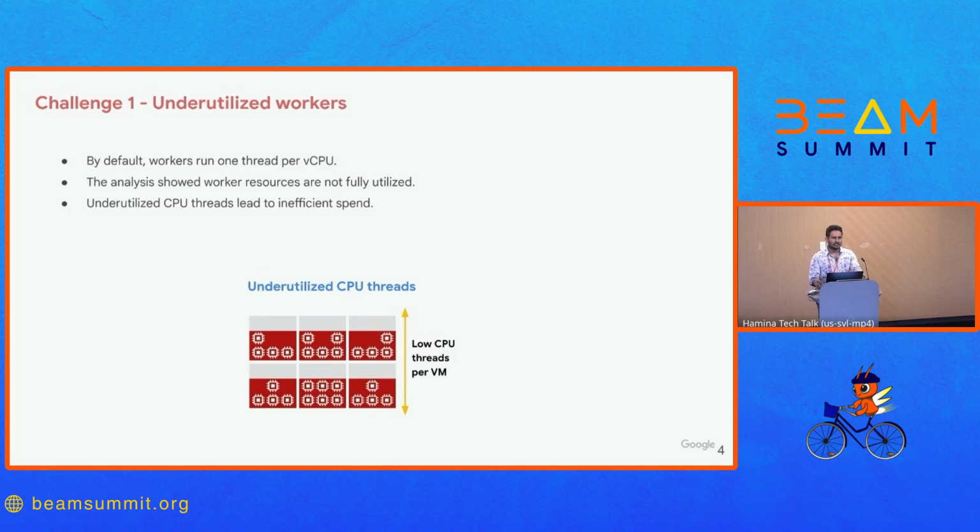The reasons are various. One of them is users may be allocating more memory, or sometimes some of the workers are highly utilized and some of them are not utilized. Underutilized workers ideally lead to inefficient spend. So there are ways you can tune the number of threads on the worker so that you can increase the worker efficiency. But doing it manually is manual toil. I mean, you don't want to do that manually and make mistakes.